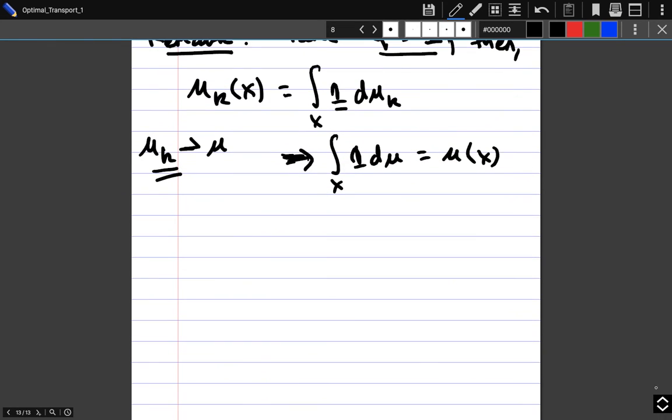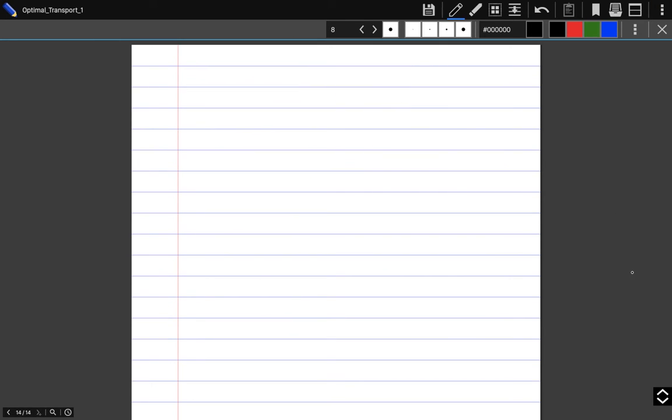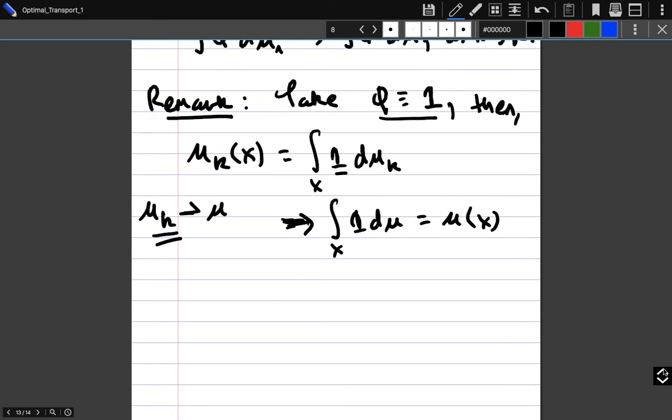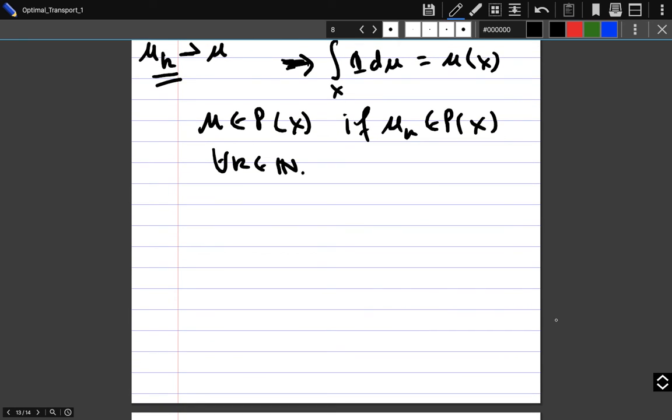So this is good. This shows that we are making some progress. And the next thing that I wanted to introduce is perhaps something that will be useful later. So let me just conclude this by saying that mu is in P of X if mu k is in P of X for all k in N. So the next thing that I want to talk about, just define this for the moment, and then we'll make sense of it later, is the notion of a tight family. And so what's the motivation for this?